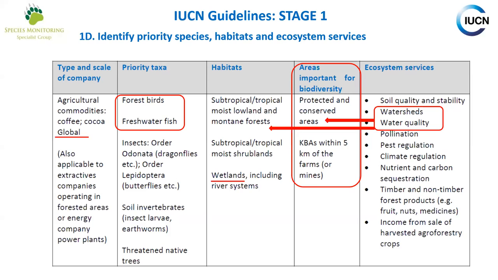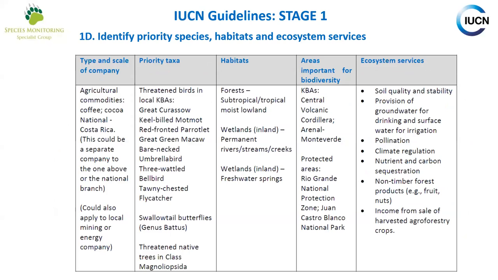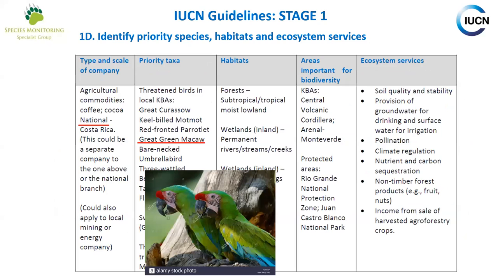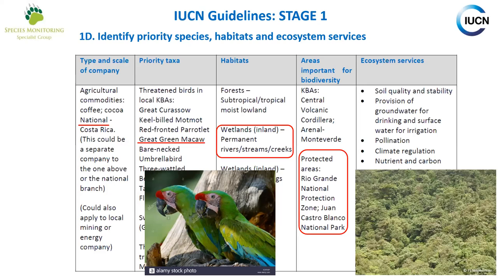However, smaller companies, companies operating in a smaller scale or the national branches of multinational companies can get more specific. And here we're really encouraging companies wherever possible to go down to the level of species. Can you actually name the bird species that might benefit from your operations? Can you be more specific about habitat types? And of course, if you know more where you're operating, you can also name some of the protected and conserved areas perhaps as well.